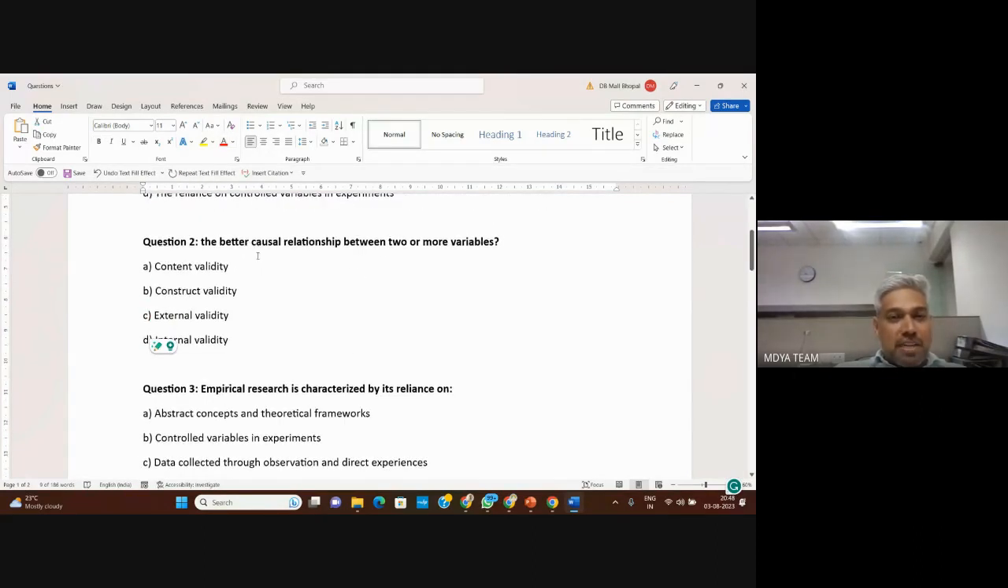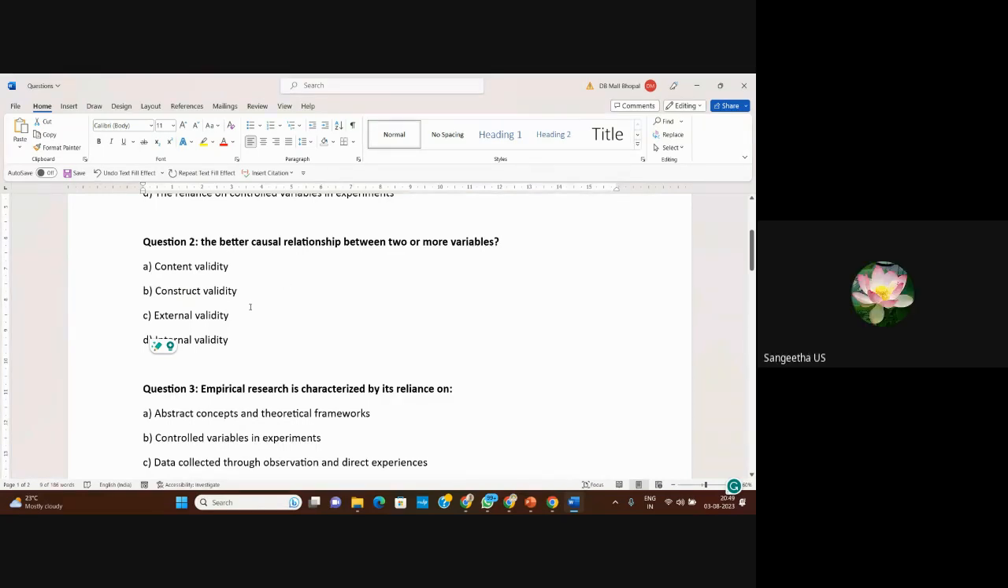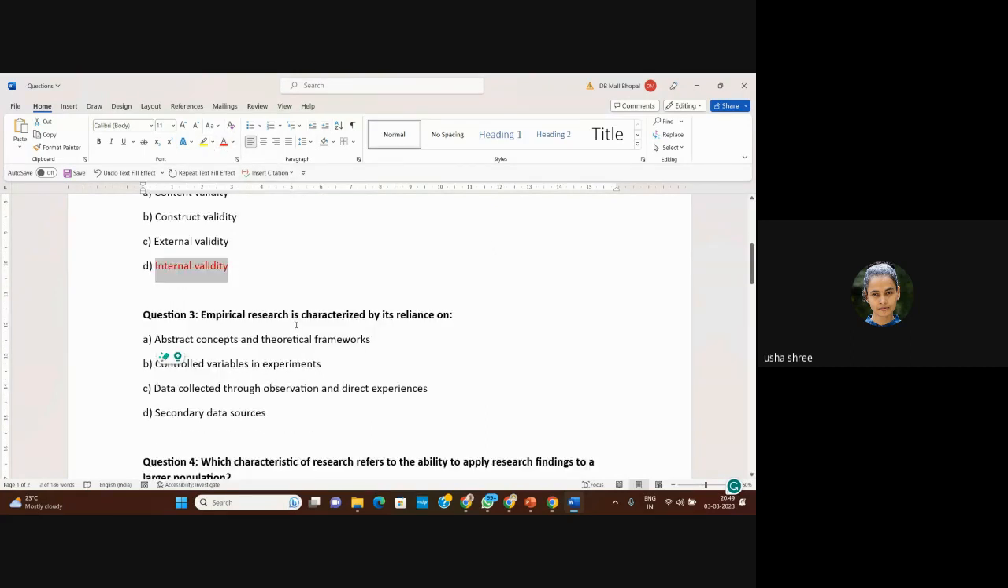Next question is the causal relationship between two or more variables. Internal validity. Well done. It's internal validity. Very good.